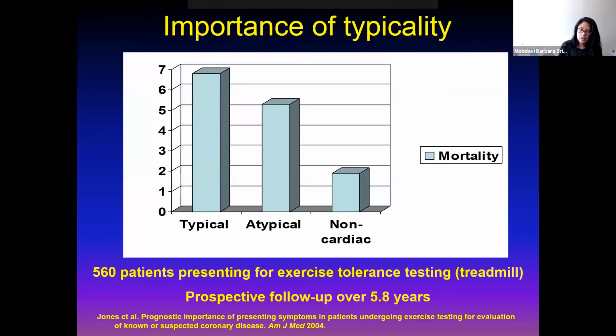Why is this important? In this study that looked at patients and prospectively followed them for almost 6 years, they showed that patients who had typical angina, as well as some atypical angina, had higher mortality rates compared to those whose angina symptoms were considered to be non-cardiac.